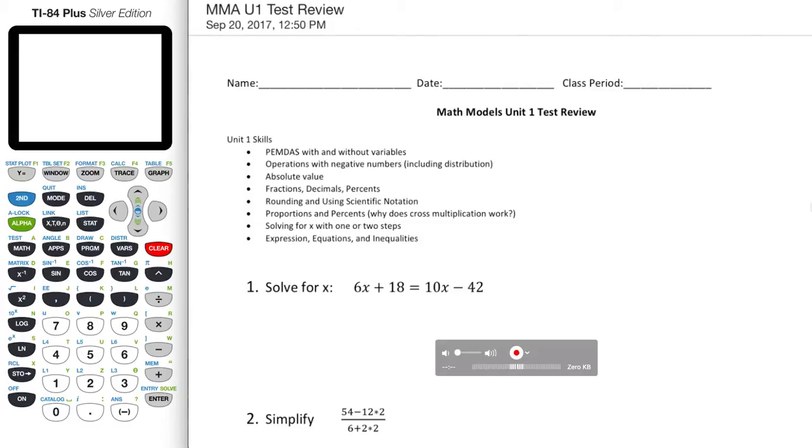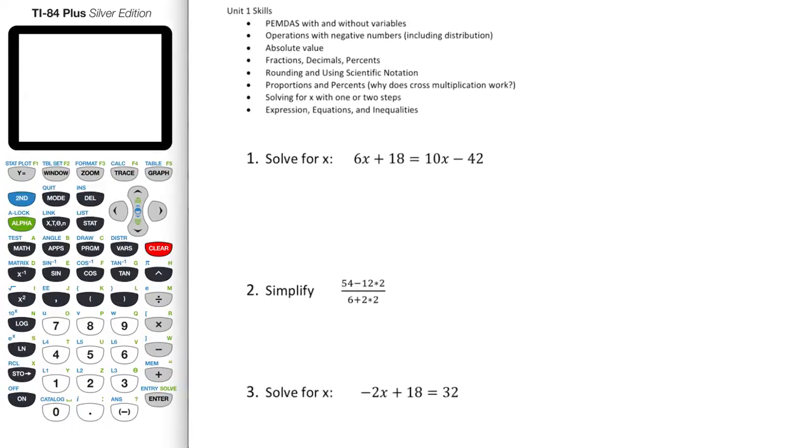Okay, you guys, so we are going to be going over the Unit 1 test review. I'm just going to go through. You guys are going to answer the question on Edpuzzle, and then you will see me work it out here. Okay, so first we have number 1.